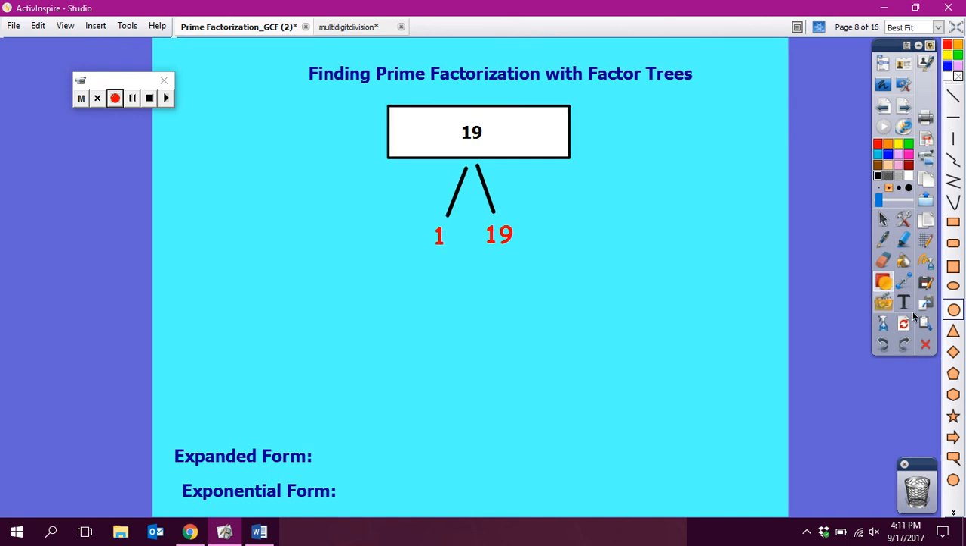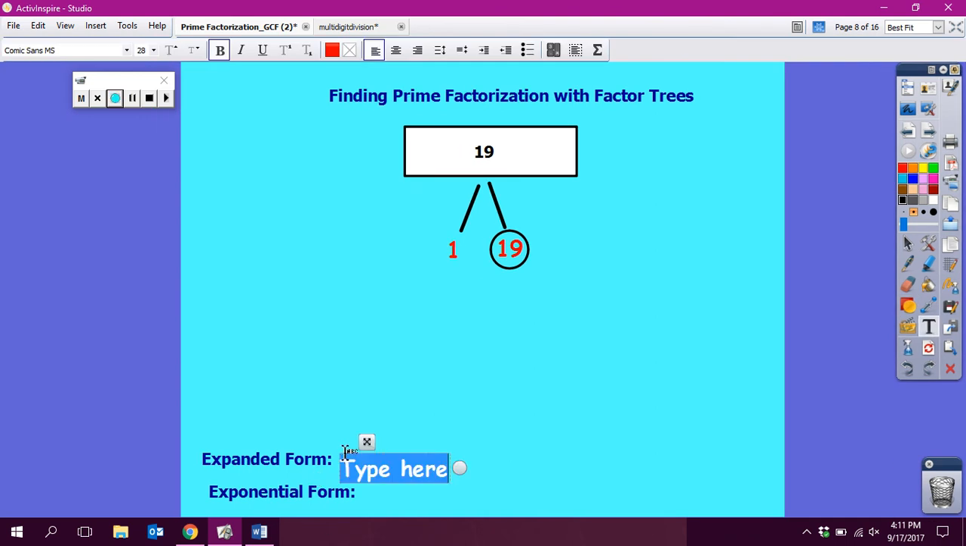And you don't want to circle the 1, okay? You don't want to circle the 1 because it's not prime. But 19 is a prime number. And when you write it in expanded form, you would just write 1 times 19 equals already prime. Okay, so this is already a prime number, which means that when you write it in exponential form, it would literally just be the number 19.